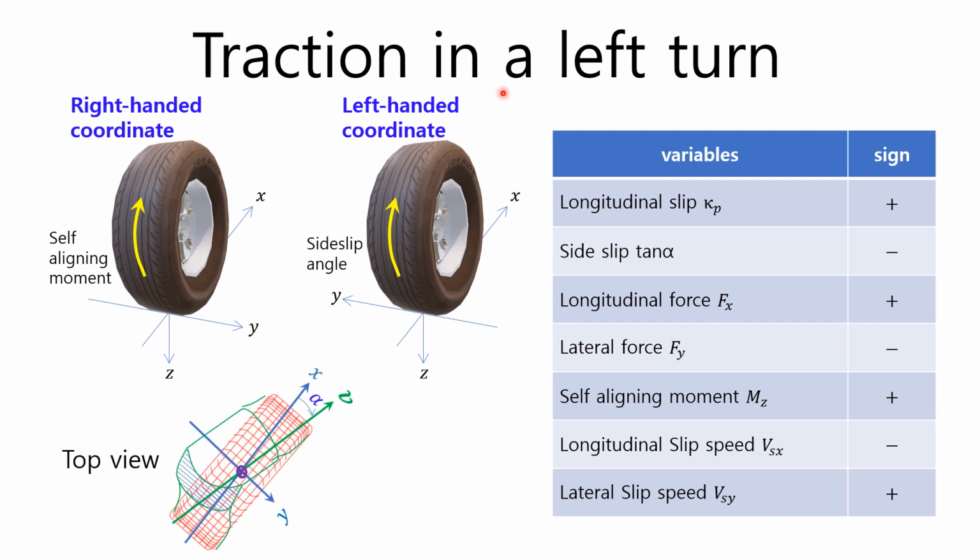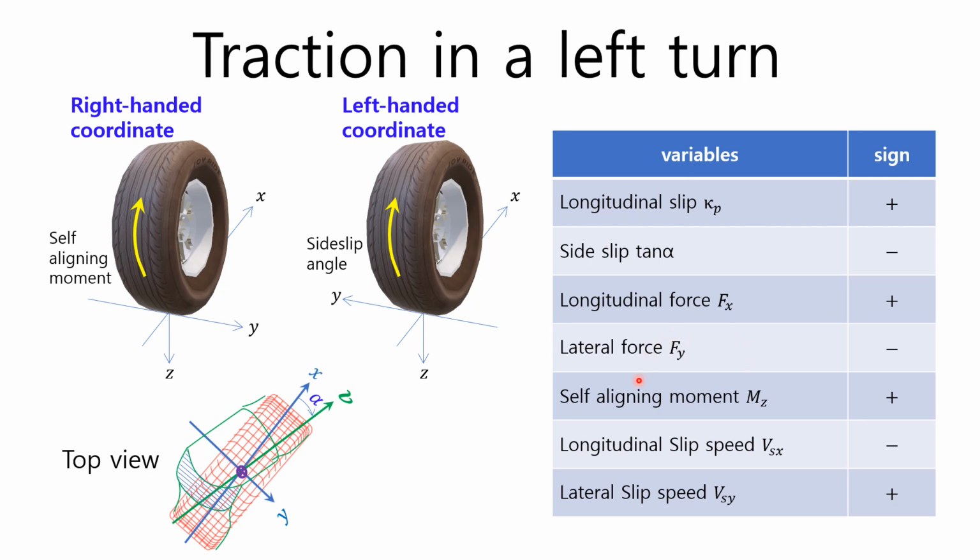This time, let's look at traction in a left turn. The practical slip of traction, kappa p, is positive, and according to the left-handed coordinate system, the steering angle of a left turn is positive. The side slip has a negative value opposite to that. The traction force Fx is positive, and the lateral force Fy is negative when turning left.